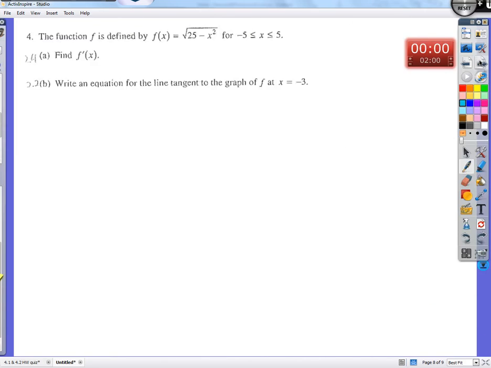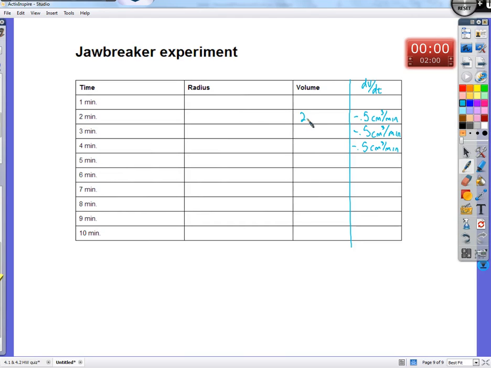Let's say that the average here was 2.8 cubic centimeters. Then what was the volume before this, before it changed half a cubic centimeter? 3.3. Okay, we'll just say it's all in centimeters cubed. How about after that? 2.3, 1.8, 1.3. Okay, so let's say that the rate of change of the volume is consistent. Every minute that goes by, we lose half of a cubic centimeter.